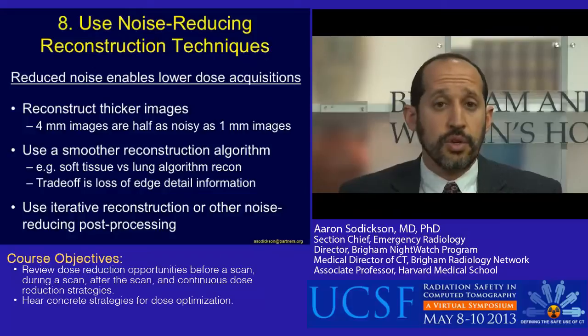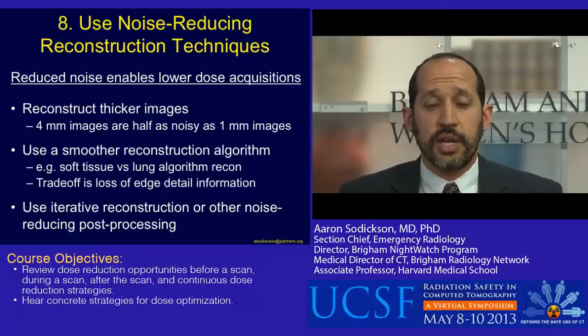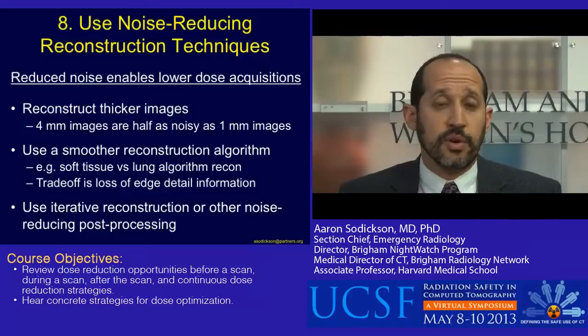The other thing you can do, you can certainly always use a smoother reconstruction algorithm. We're familiar with what this looks like from the difference between soft tissue and lung algorithm reconstructions. The trade-off, of course, as we all know, is the loss of edge detail information, but another useful technique if we're trying to lower dose.